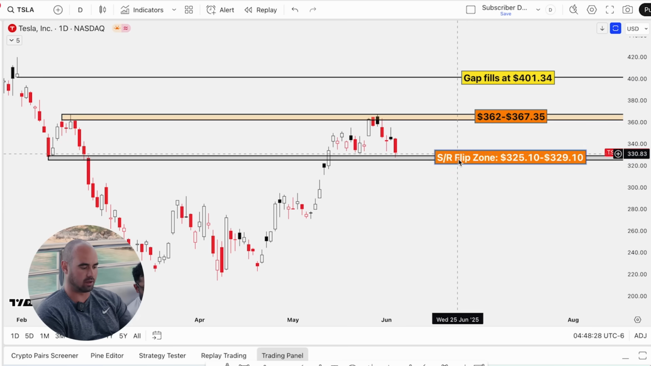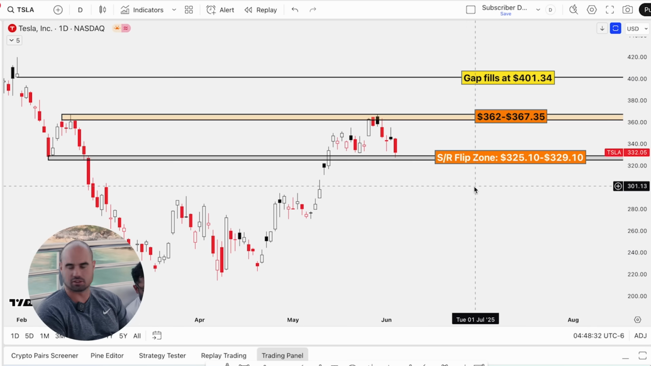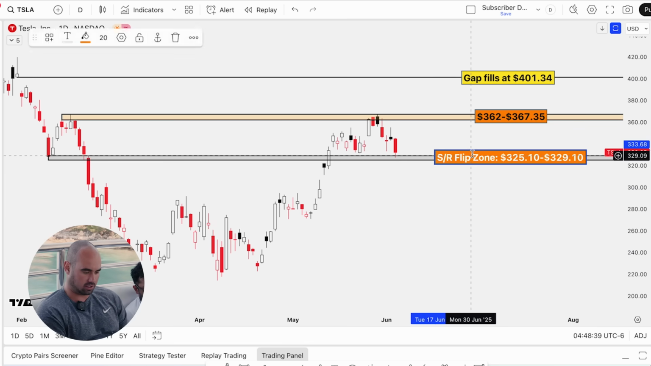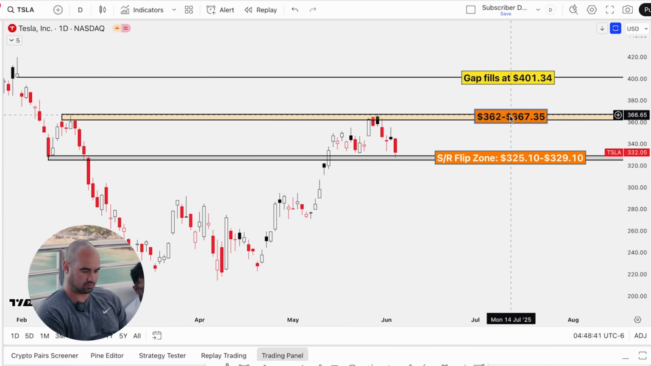But I came out on Sunday and said, hey, Tesla's a downside, target was this. And so now it's probably a decent area to bounce.